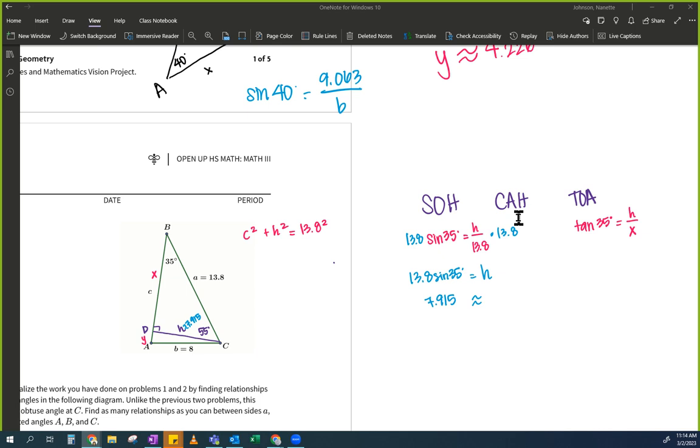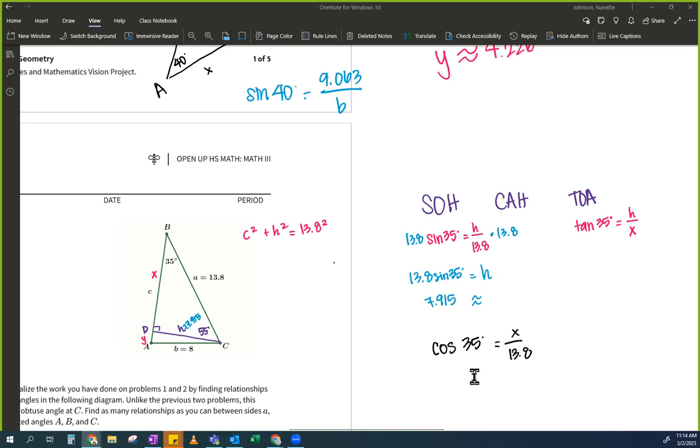So I'm going to write cosine over here, right under. So I'm going to go cosine of 35 degrees equals x over 13.8. The reason why I'm going to use cosine and not the Pythagorean theorem, which you can, I'm not saying don't use it, is that this is Miss Johnson's preference.